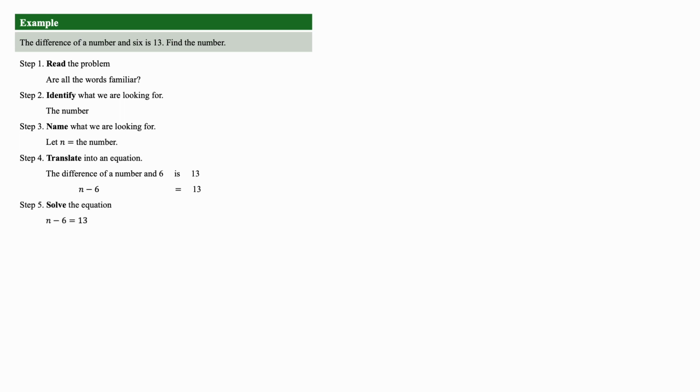So let's solve this equation. n minus 6 equals 13. Let's add 6 to both sides, and we get n equals 19. Let's check the answer. The difference of 19 and 6 is 13, so that is correct. So the answer to the question is that the number is 19.